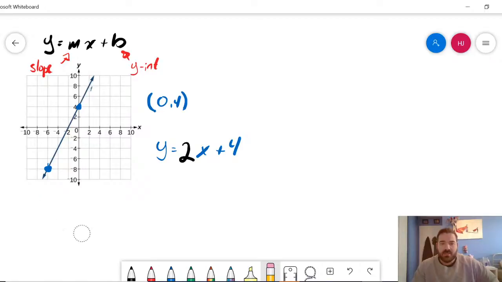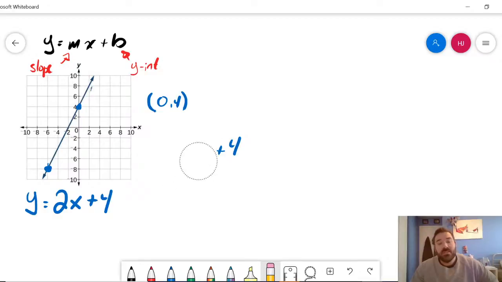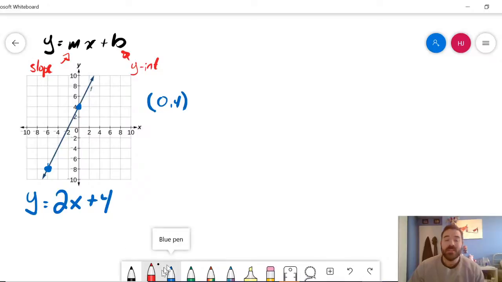Let me erase this. So what's our equation? Y equals 2x plus 4 is the one we're working with. If the point was going left, so it actually doesn't matter. Yeah, if we were moving to the left, if the run was going to the left, it would be negative.